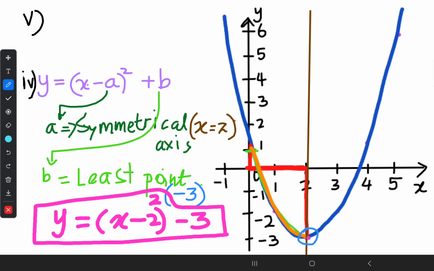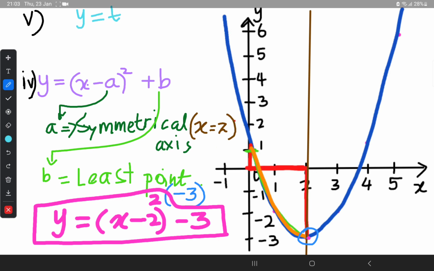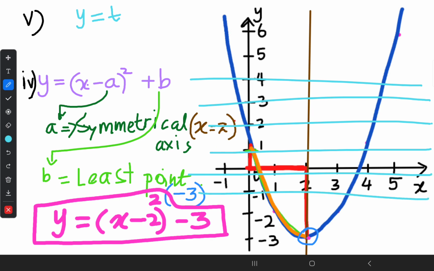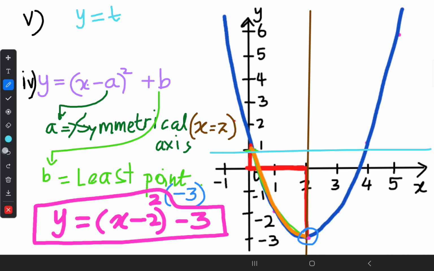Okay, last question. Just listen to the question carefully. y equals 2. That means y equals t is a straight line going through a particular point on the y-axis that is parallel to the x-axis. For example, if y equals 1, that should be here. y equals 2, y equals 3, y equals 4, y equals 0, y equals negative 1, negative 2, negative 3. Likewise, these are some possibilities too.